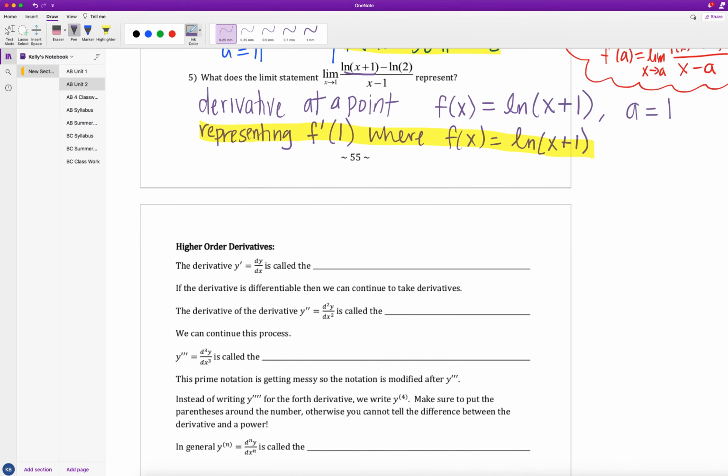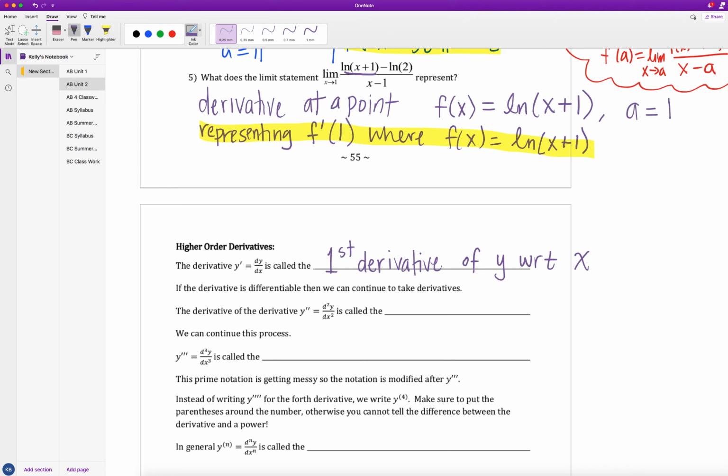On this first one here, we have the derivative, which is y prime or dy over dx. We call that the first derivative, and that's what we've been working on so far. So this is the first derivative of y with respect to x. Remember WRT is with respect to x. That was talked about, I believe, in our last video. So y prime or dy over dx is called the first derivative of y with respect to x.